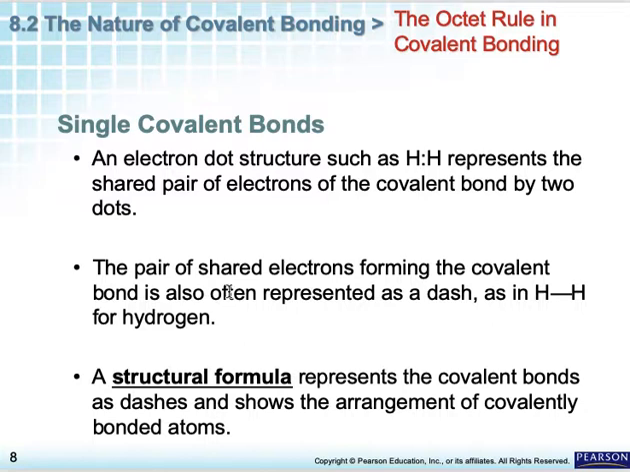So please, I think that'll be the first one I want to see in your notes. Please highlight that a dash is equal to 2 electrons. And so structural formulas are going to be very important. Dashes show the arrangement of covalently bonded atoms.